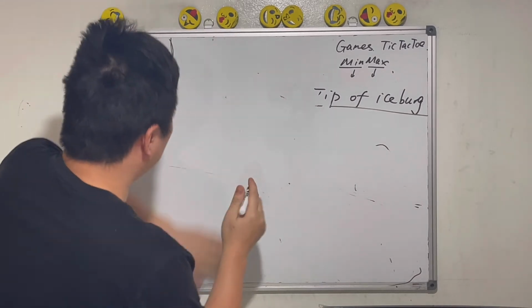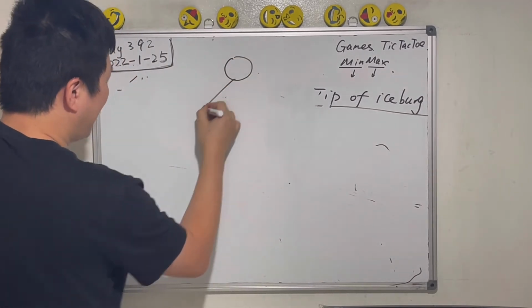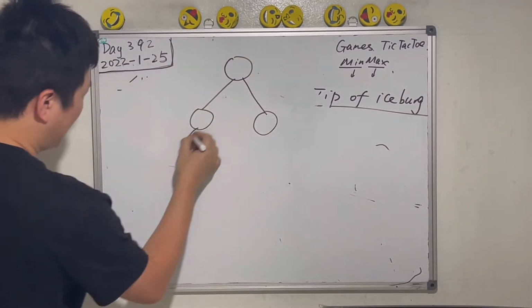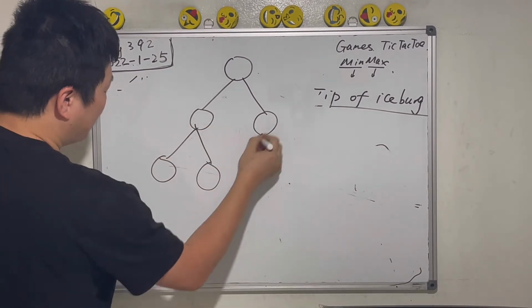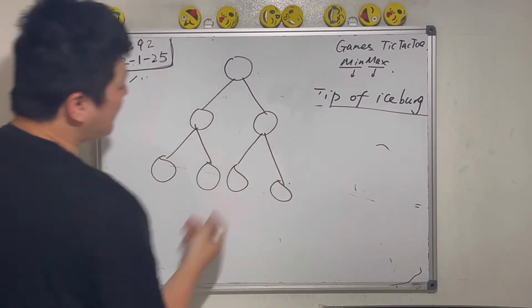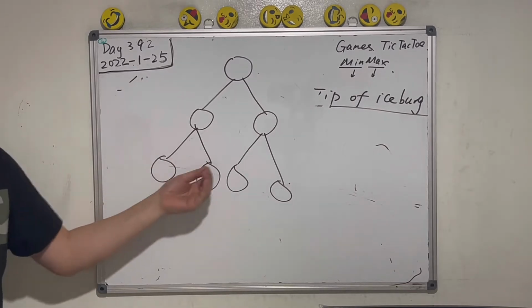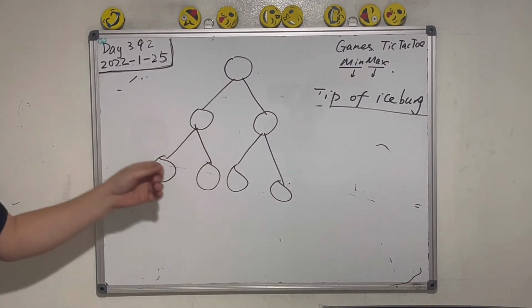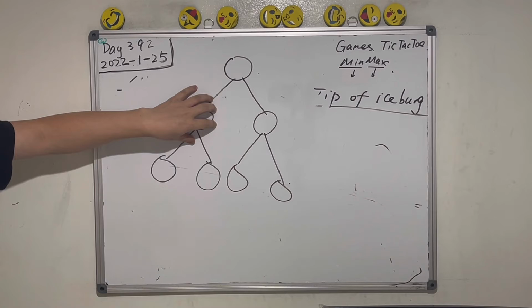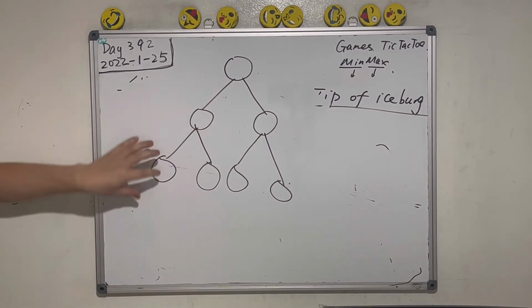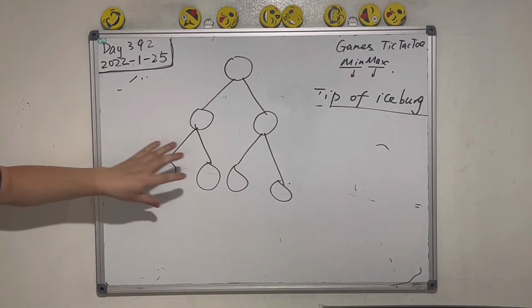Okay, so let's see. We have values here. The game trees are evaluated from left to right. And it doesn't have to be a binary tree. In fact, it could have many branches, depending on the game. One node is one game state, and from one state you have different moves.